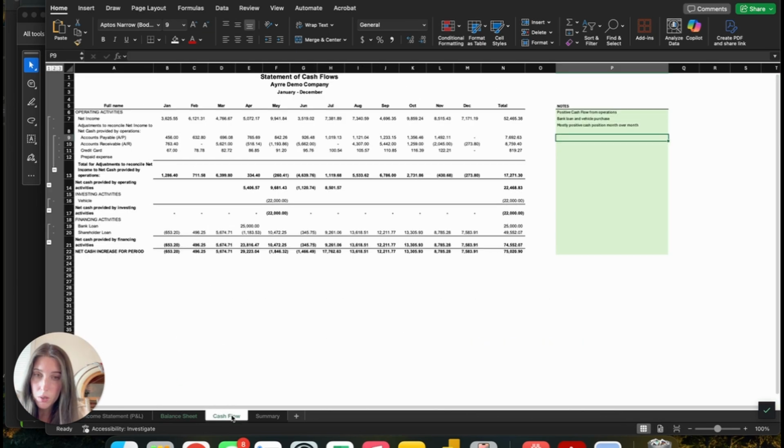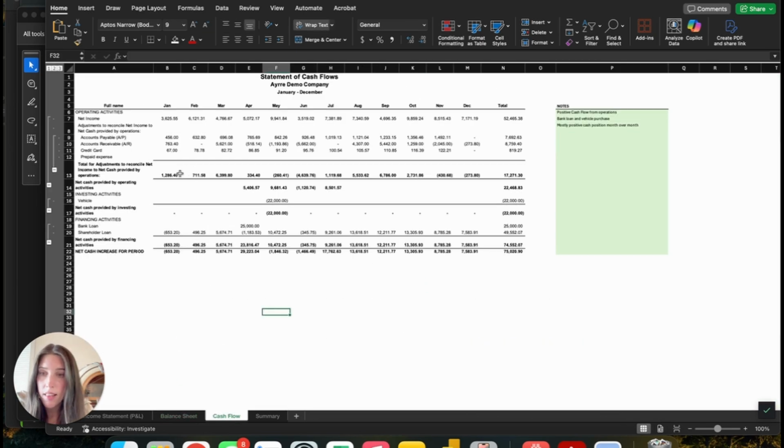So now if we go to cash flow, we can see that we have a positive cash flow from operations overall, but there are a few months where we go in the negative. Now, this could just be timing from accounts receivable or accounts payable collections, but overall on the year it's positive, so that's still a good thing.